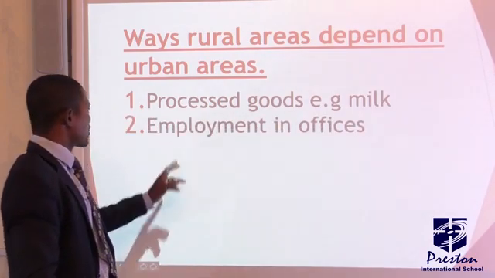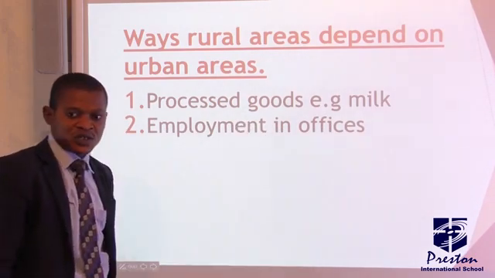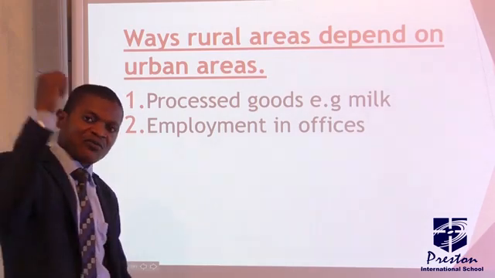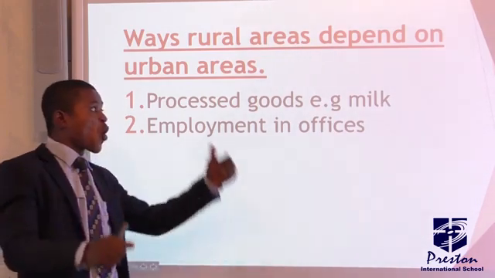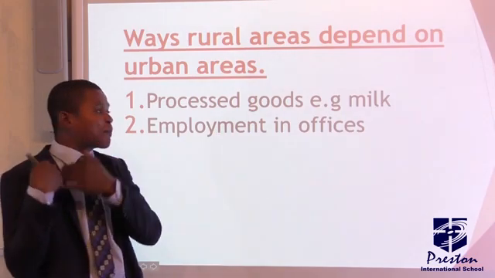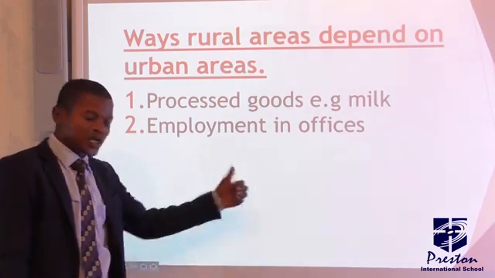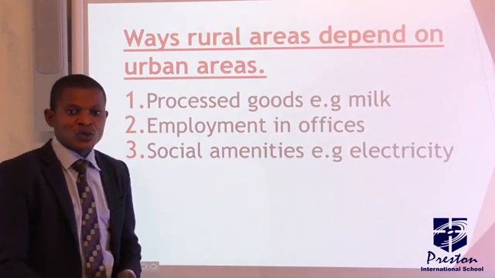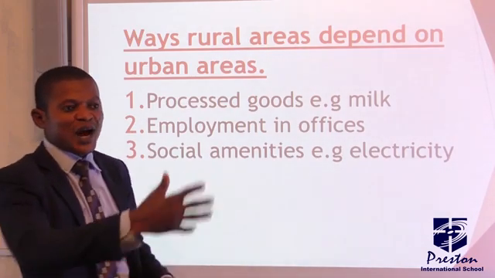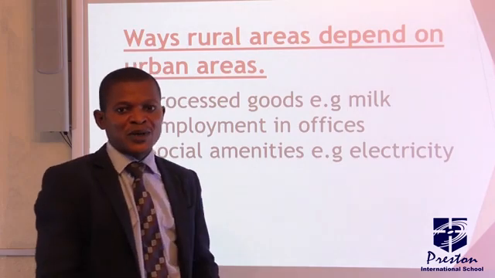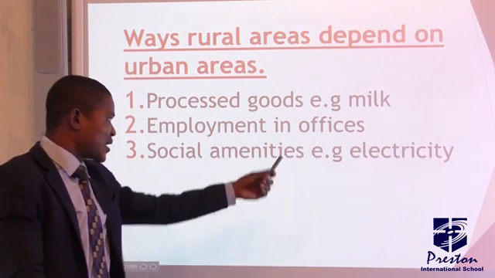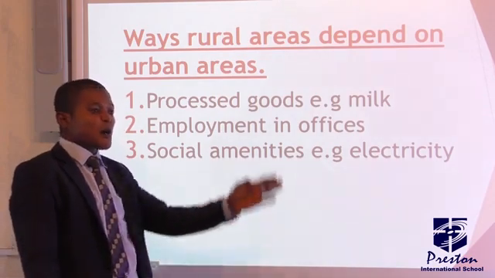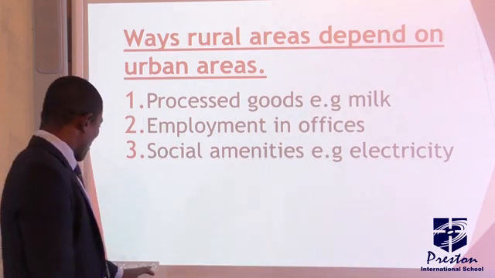Number two, we look at employment in offices. You cannot be employed as a director in an office in a village, but you can find that in the town, in the city, that is the urban area. So the rural area depends on the urban area for employment in an office. Then also we look at social amenities like electricity. Though some rural areas are gradually coming up to have some social amenities like electricity, majorly they are common in urban areas.